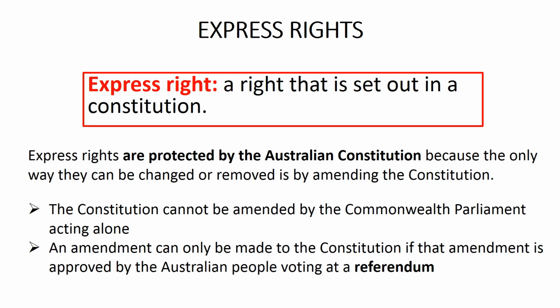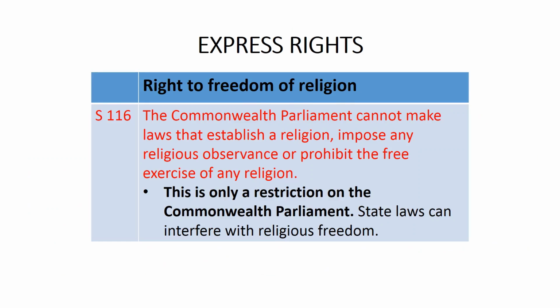So you can see that our constitution is very effective in protecting express rights, because the only way those rights can be changed or removed is by amending the constitution. That amendment requires the approval of the Australian people voting at a referendum, and as a matter of practice, that approval is generally pretty hard to obtain. Let's now look at a couple of express rights. There are actually 5 express rights set out in the Constitution, but we're only going to look at 3.